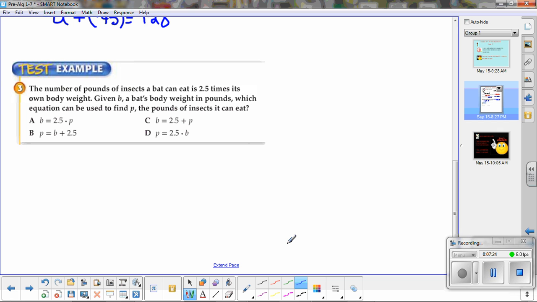Now our last example is a multiple choice, which might be similar to something you would see on a standardized test. The number of pounds of insects a bat can eat is 2.5 times its own body weight. Given B, a bat's body weight in pounds, which equation can be used to find P, the pounds of insects it can eat?